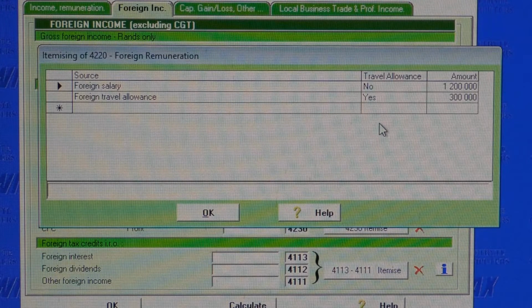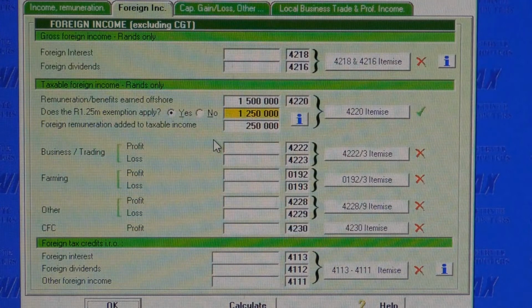Now, the taxpayer may be entitled to a claim against the travel allowance, but SARS says, is this fair? After all, the exemption has reduced the remuneration for tax, so surely the travel claim should be adjusted. What SARS does is, SARS works out what portion of the exemption would apply to the foreign travel allowance compared to the total foreign remuneration.